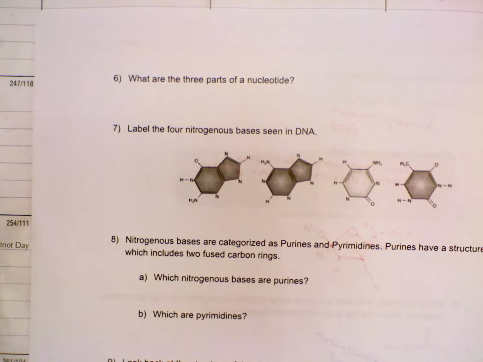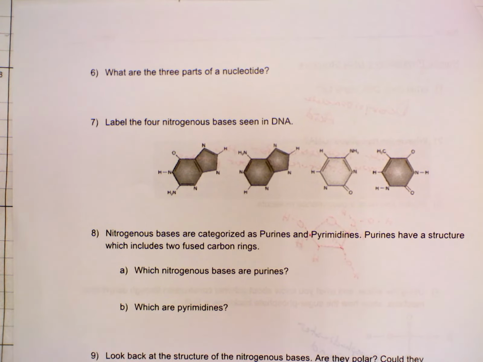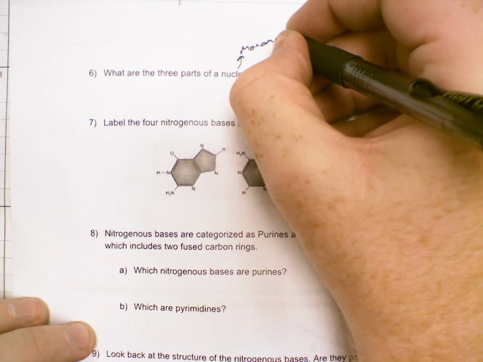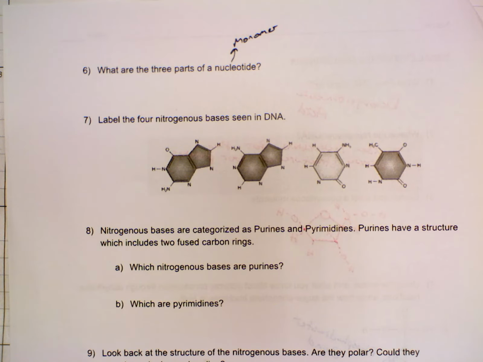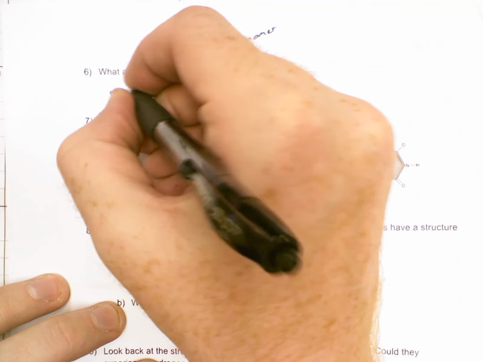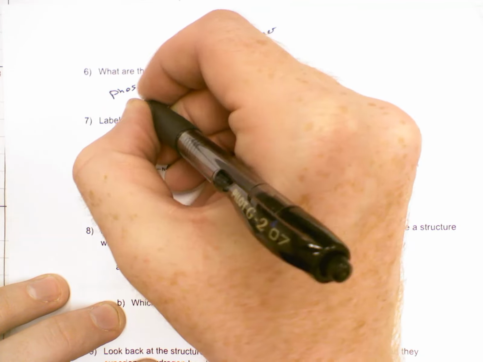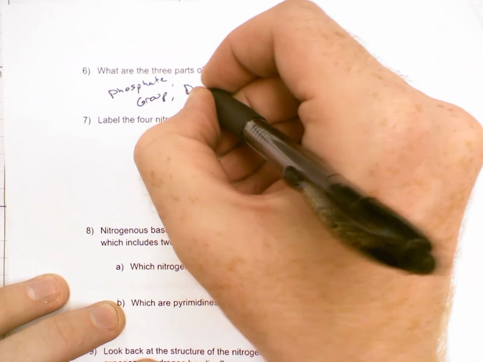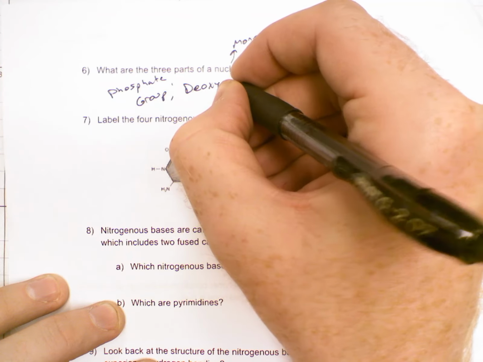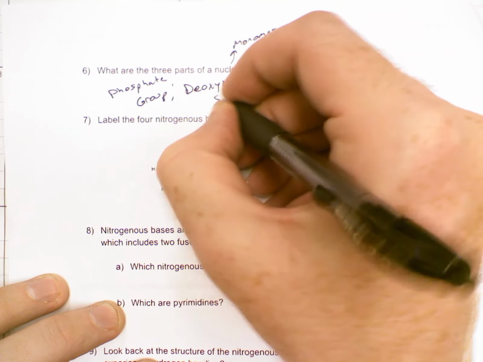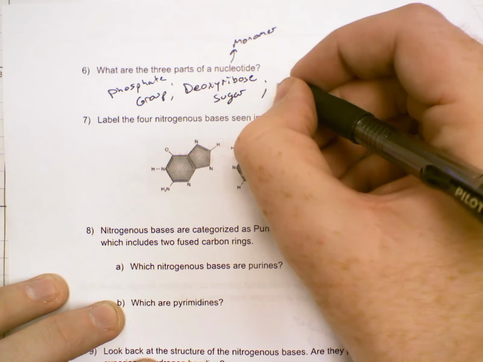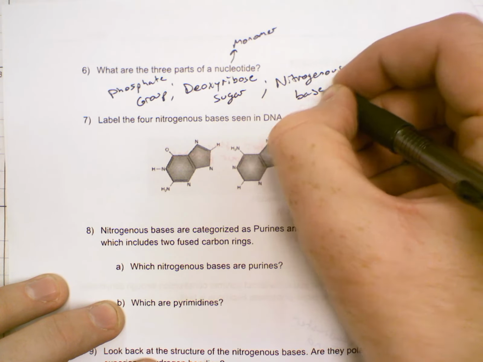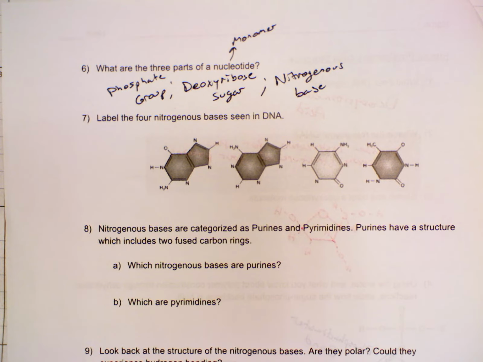All right, then we get to number 6. It's asking what are the 3 parts of a nucleotide? Well, nucleotides are the monomer that make up nucleic acids, and their 3 parts are going to be the phosphate group that we just worked with, it also is going to have the deoxyribose sugar, and finally the nitrogenous base. And that makes up our nucleotide, which you just drew in number 5.